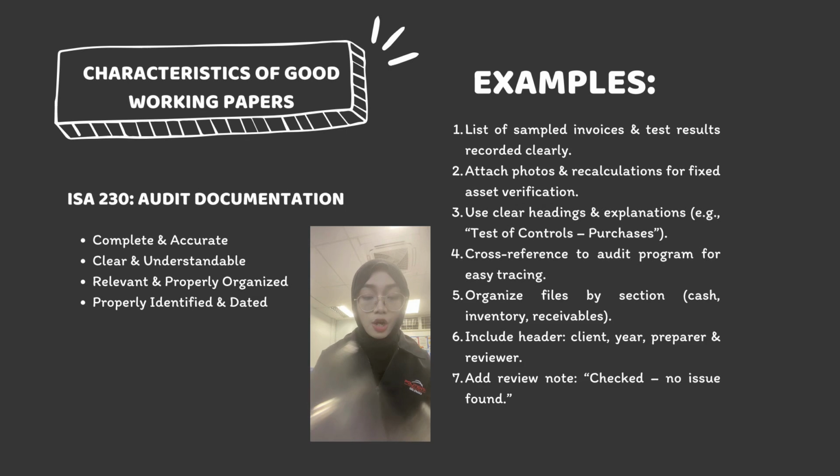The last one is properly identified and dated. Each working paper should include details such as the client name, period covered, preparer's name, date, and reviewer's initials. An example is a review note in the margin such as "reviewed, no issue found," which confirms that supervision and review have been performed. This characteristic helps ensure that working papers meet professional standards, support audit conclusions, and can serve as evidence in quality control reviews or regulatory inspections.